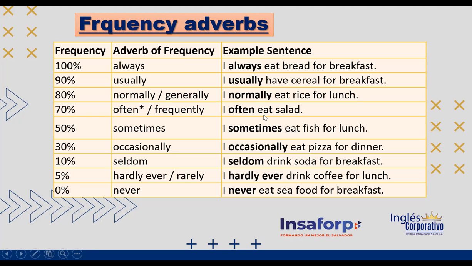Then eat salad. I often eat salad. Con frecuencia como ensalada. I sometimes eat fish for lunch. Algunas veces como pescado para el almuerzo. Occasionally. I occasionally eat pizza for dinner. Ocasionalmente, no siempre. Seldom. I seldom drink soda for breakfast. Raras veces o casi nunca tomo soda para el desayuno. I hardly ever drink coffee for lunch. Raras veces tomo café para el almuerzo. And I never eat seafood for breakfast. Yo nunca como mariscos para el desayuno.